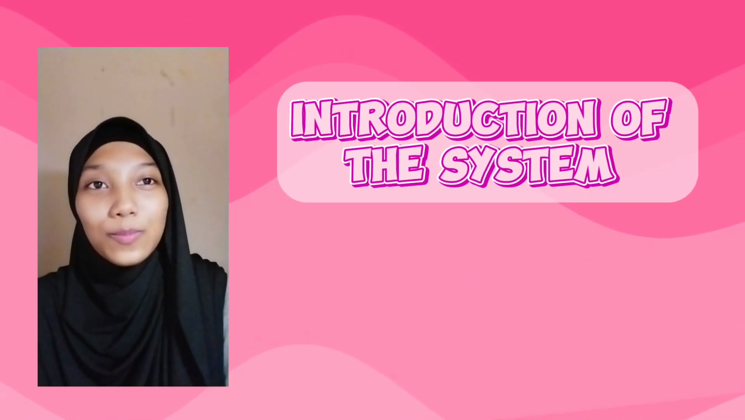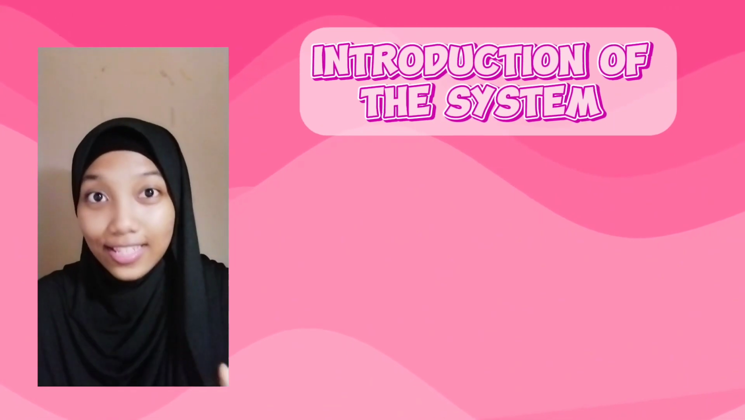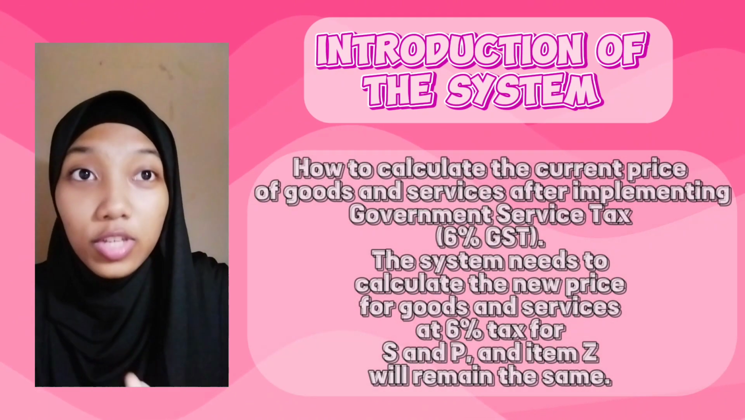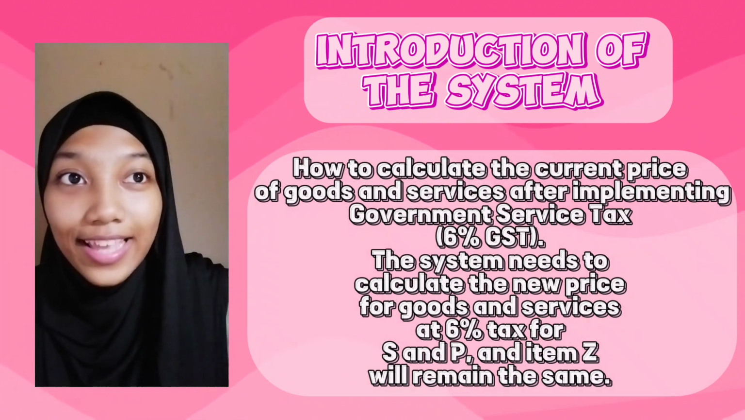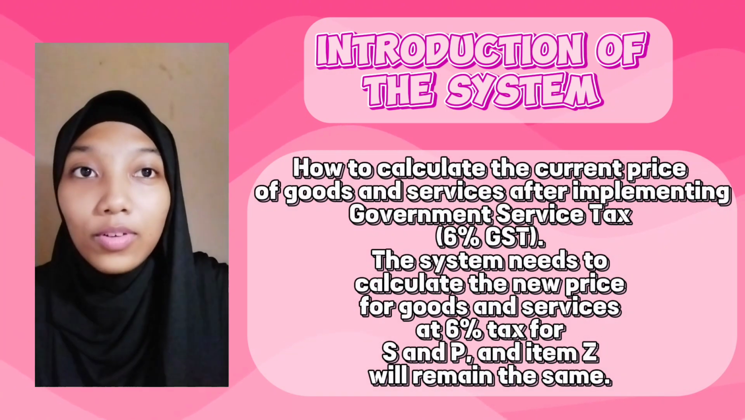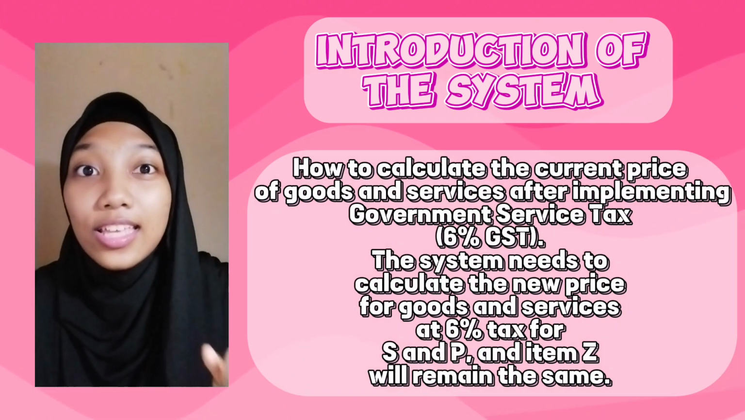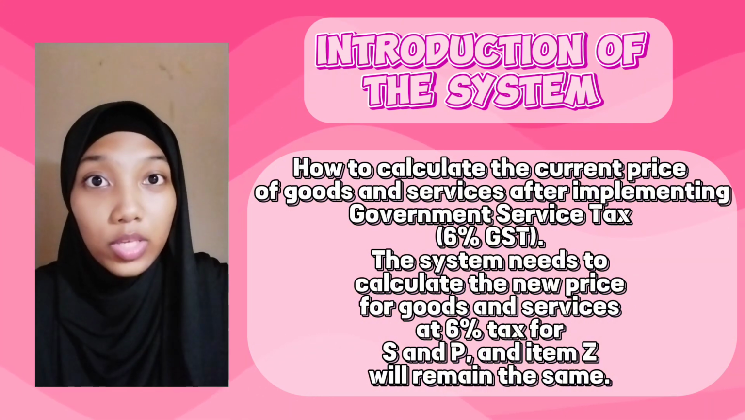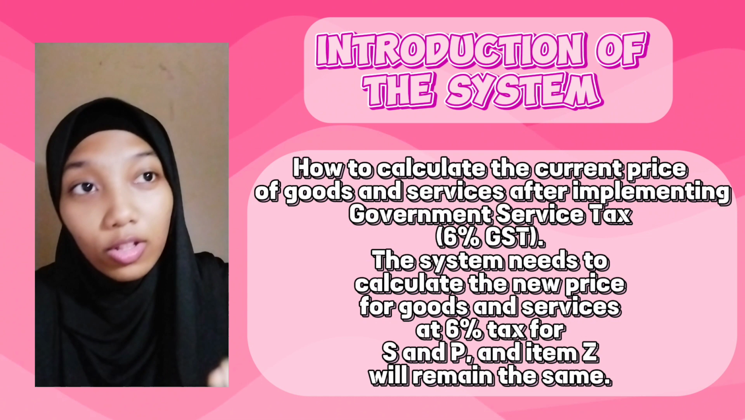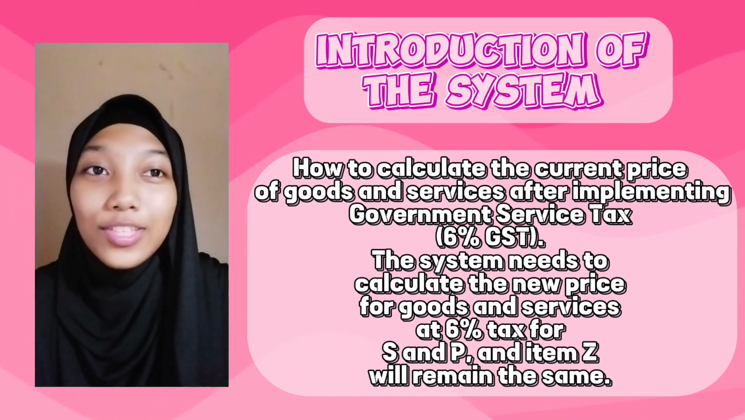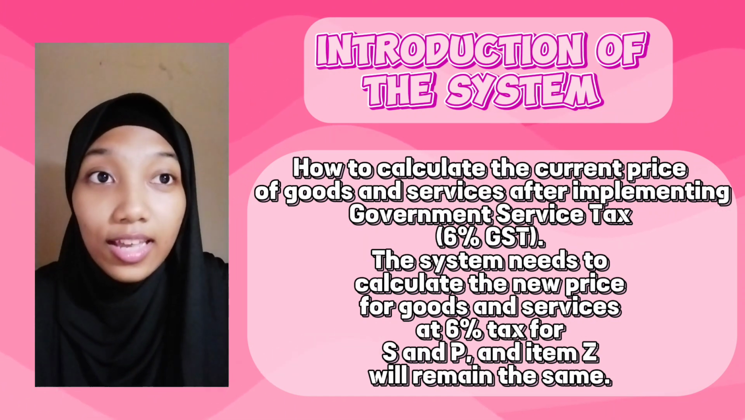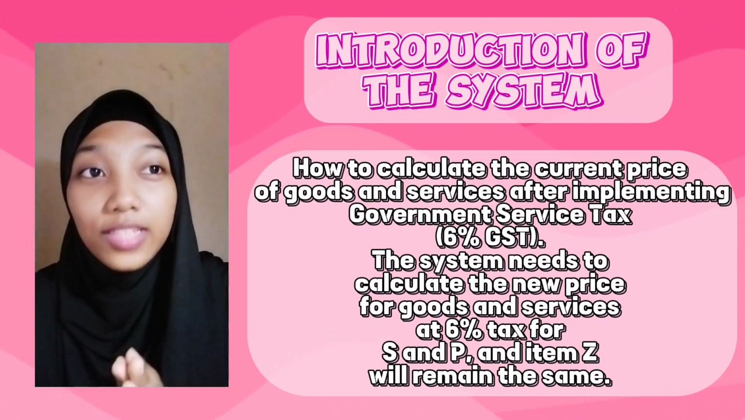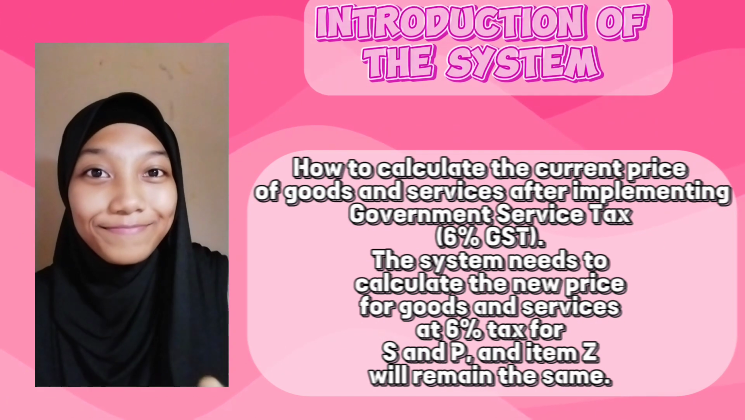I will be explaining the introduction of this system. The problem involved is how to calculate the current price of goods and services after implementing government service tax at 6%. The system needs to calculate the new price for goods and services at 6% tax for items S and P, and item Z will remain the same.